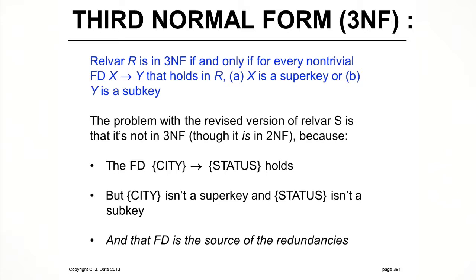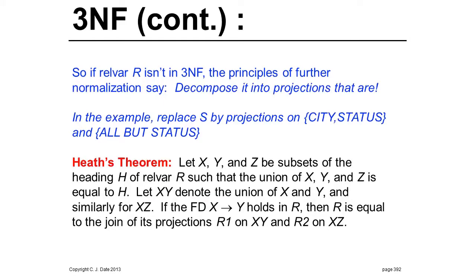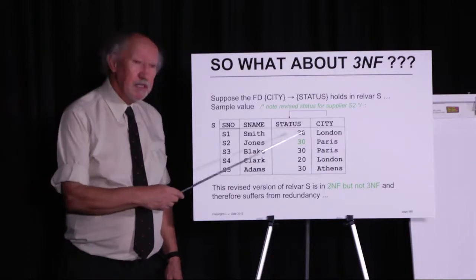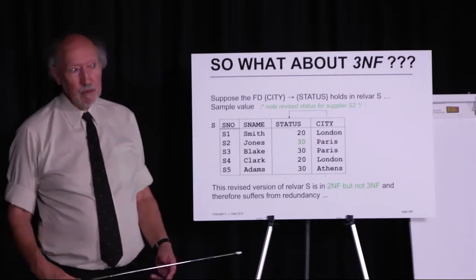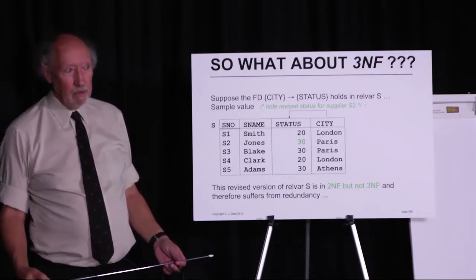So the further normalization discipline says break it down, and we can use Heath's theorem to guide us on that. And what we'll do, in fact, is replace suppliers by one relvar that has city and status, where city is the key, and the other one will have supplier number, supplier name, and city. And supplier number is the key there. And those two relvars will in fact be in third normal form.